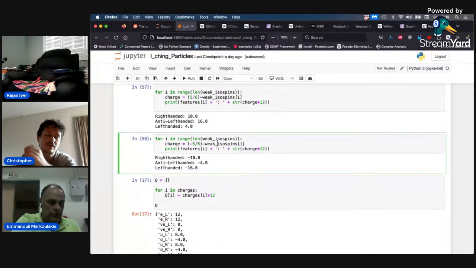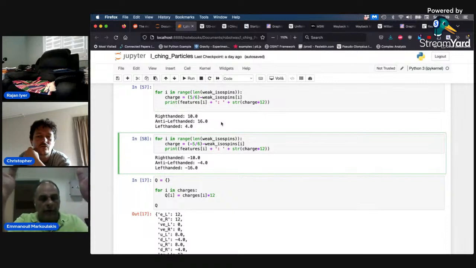So they all have charges, but some of them have negative charges, which means they're the anti. These are anti to those, and this one is anti to that one, and this is also anti to that one and that one. Because usually if you have a positive charge, it has a right-handed chirality, and if it's negative charge, it has a left-handed.